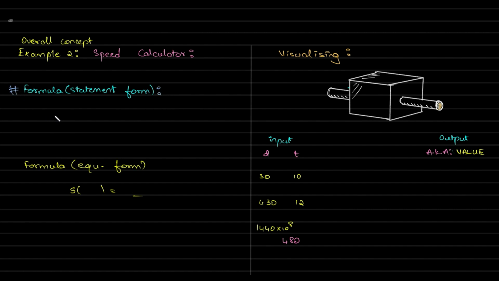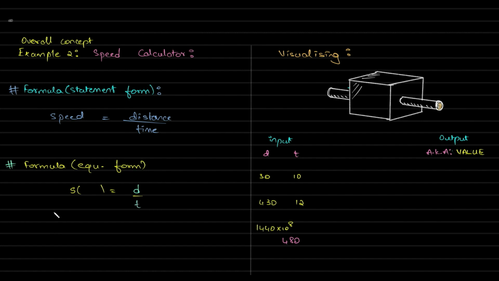We have speed is equal to what? Yes, distance divided by time. Is it not? Speed is equal to distance by time. Now, if I want to represent this in equation form, we have speed denoted by S, distance by d, and time by t.